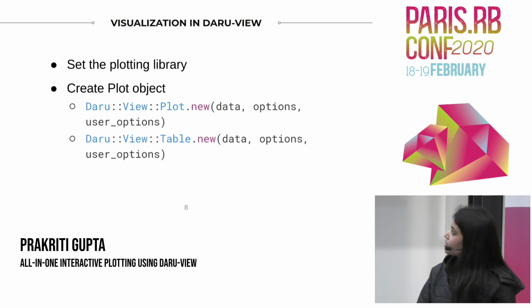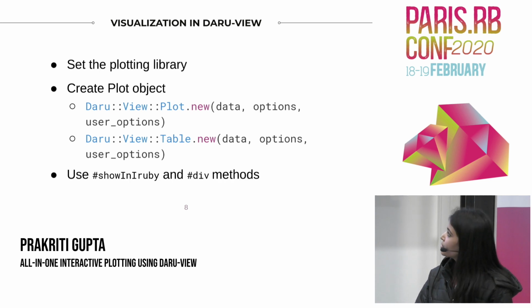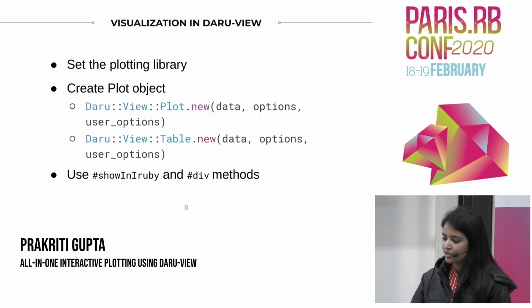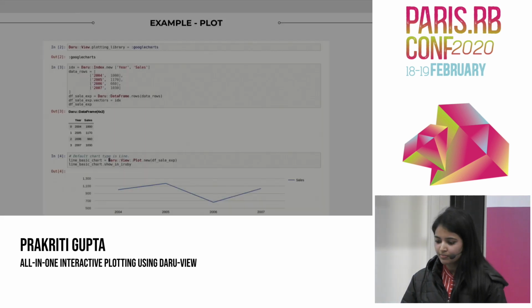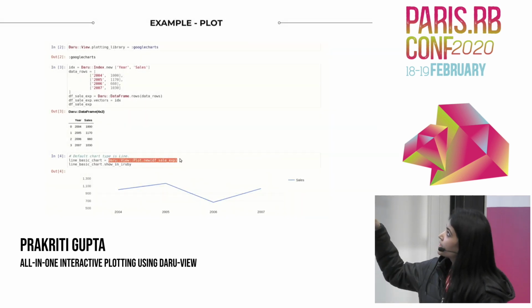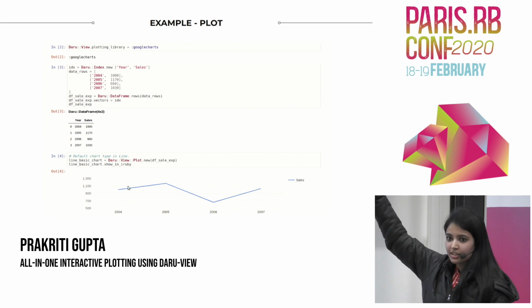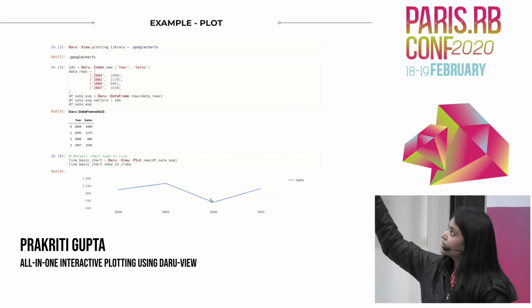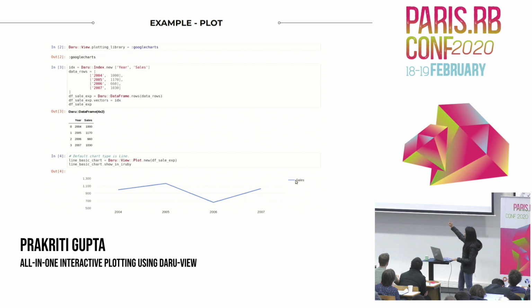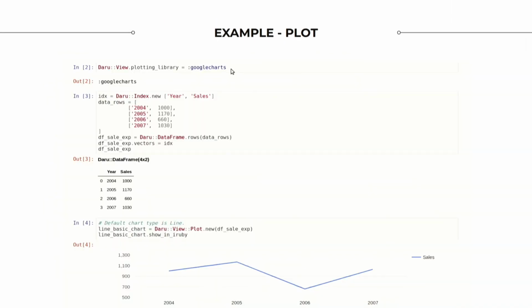Then you can use the show_in_iruby method to display it in an IRuby notebook cell, or the div method to generate the JavaScript code of the chart in a web framework respectively. Here I have a plot example. I have set the plotting library to Google Charts. Then I have created a plot object with data as Daru data frame, and no options have been passed here. Then I have used the show_in_iruby method to display it in the IRuby notebook cell.